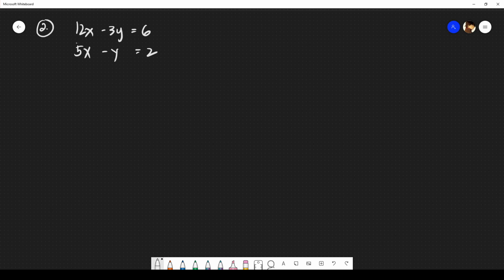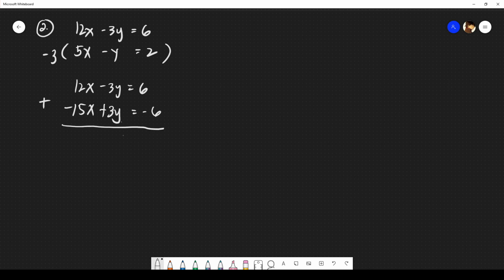Okay? So therefore, let us multiply equation 2 by negative 3 in order for us to have positive 3y so that we can eliminate the value of y. Okay? So in that case, we will have, you distribute negative 3 to the entire equation, you'll get negative 15x. Negative 3 times negative y, that will give us positive 3y is equal to negative 6. So if we add this, as you can see, we can now eliminate the value of y.